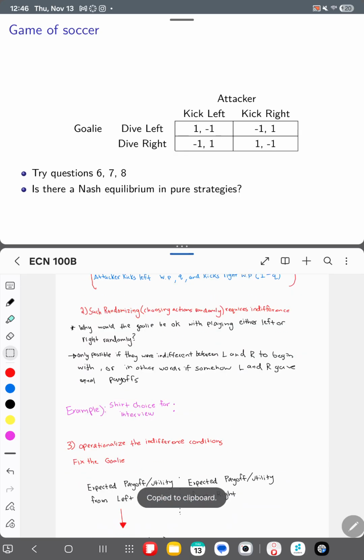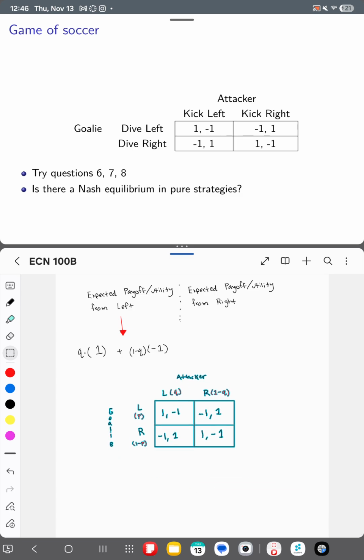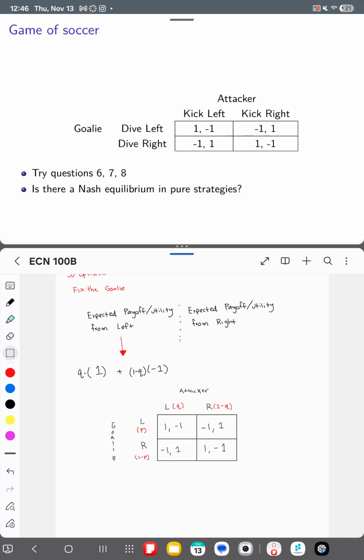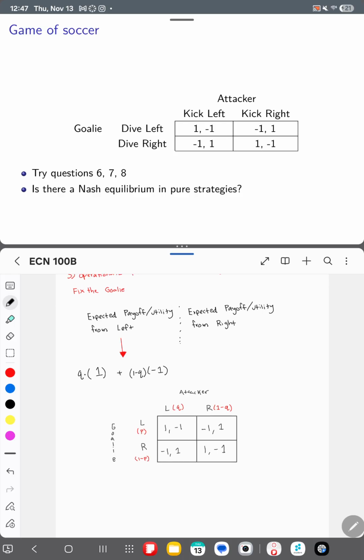If they go left, they win sometimes, they lose sometimes. These are the probabilities with which they win or lose. And these probabilities are coming from the other guy's action, the attacker's actions. Okay? Is that clear why we have Q times 1 plus 1 minus Q times -1? And is it clear that Q and 1 minus Q are the attacker's action probabilities, whether they are kicking left or kicking right?